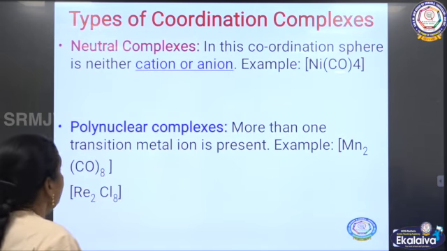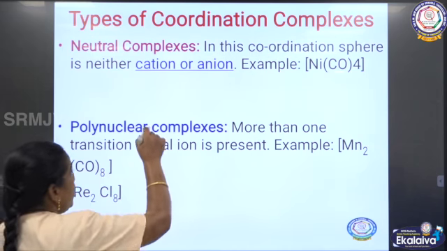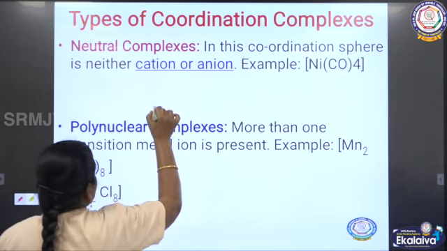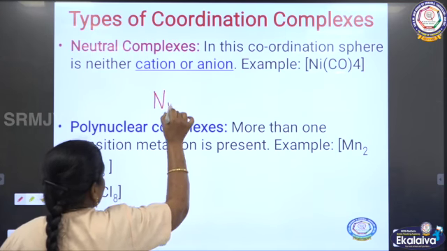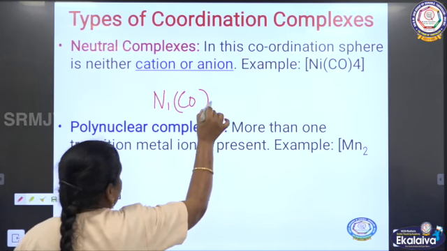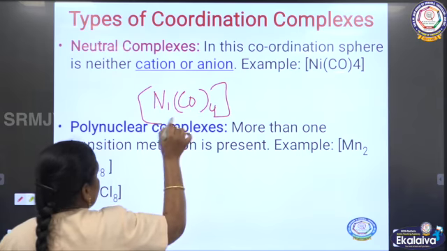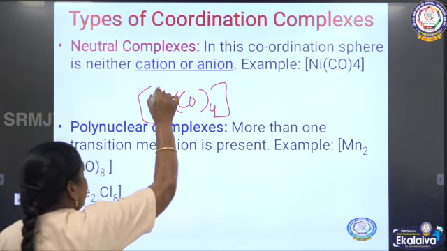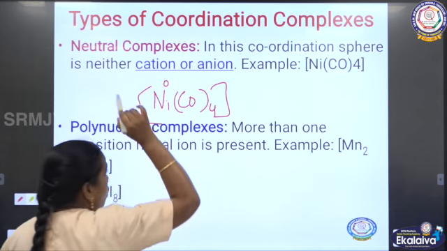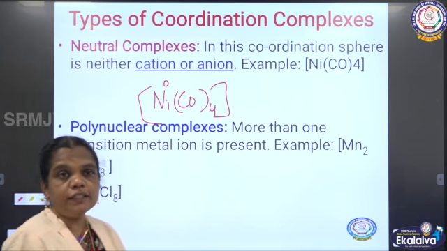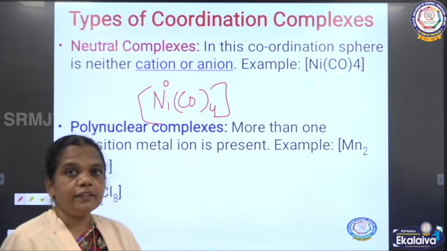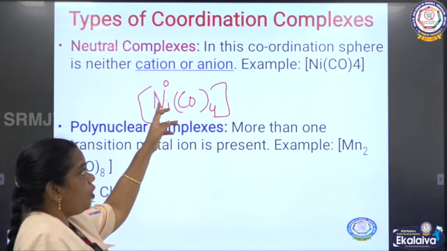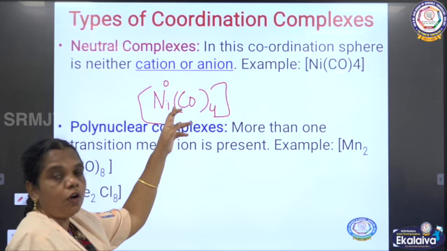Now the neutral complex, nickel tetracarbonyl. The carbonyl is the neutral ligand, so there is no charge for the carbonyl. So, here the nickel can exist in the zero oxidation state. In this case, the nickel exists as what? Zero oxidation state. So, it is called a neutral complex.